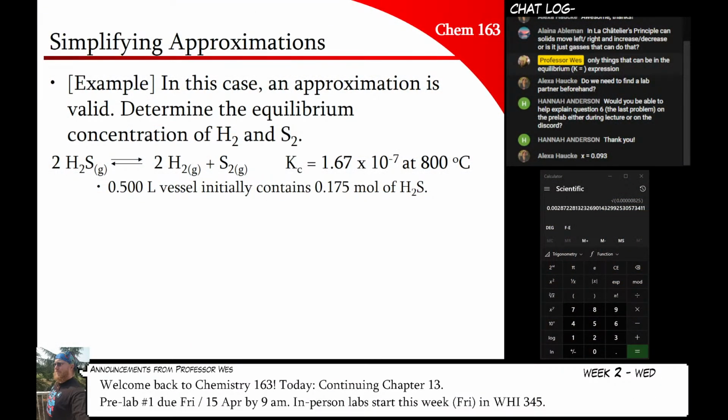All right, we are back. On the screen here, you're going to see a problem. And I have given you the information in a little bit of a different format. And my hint to you is, what is the definition of molarity? How would you find the molarity of something?